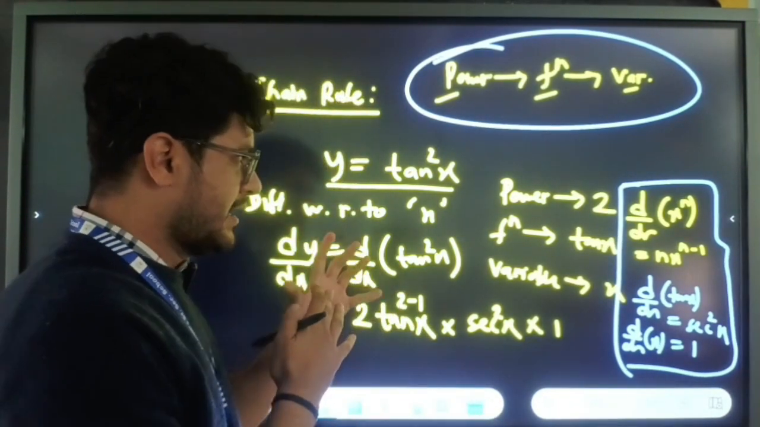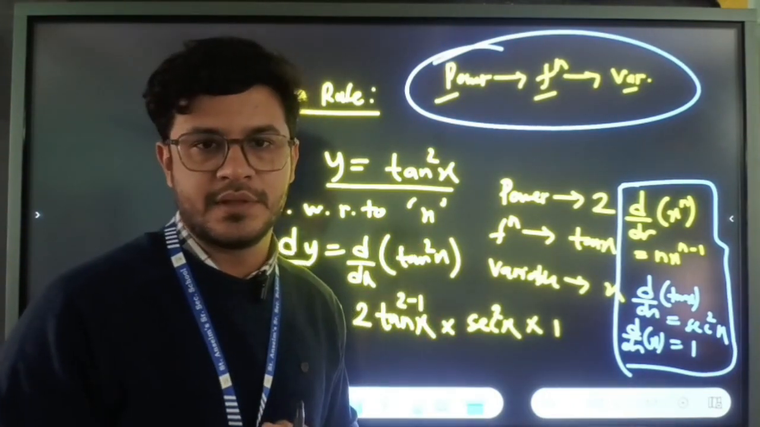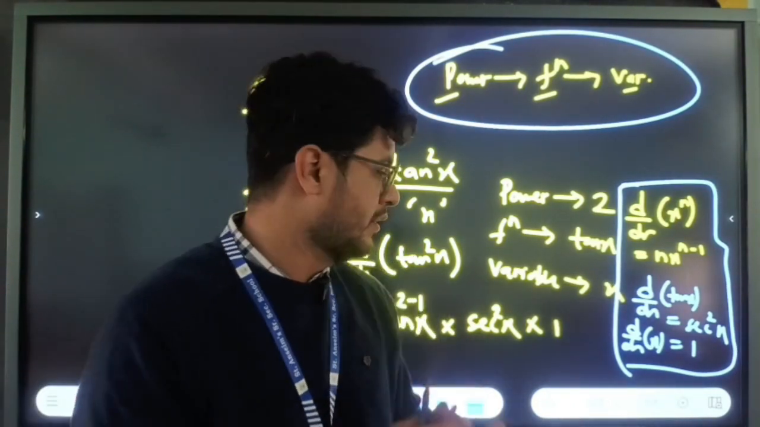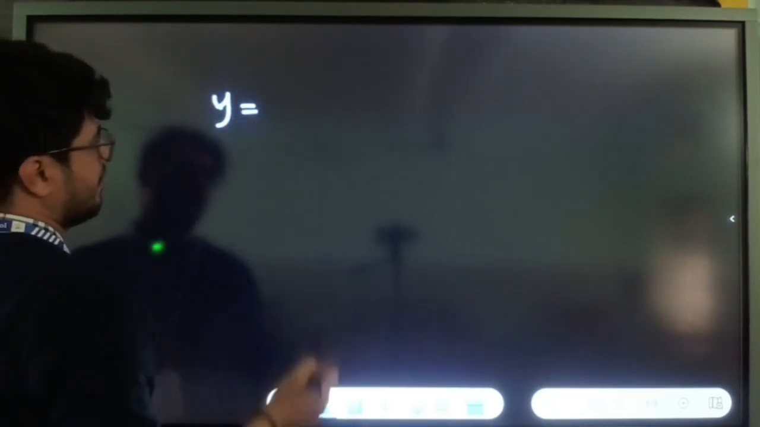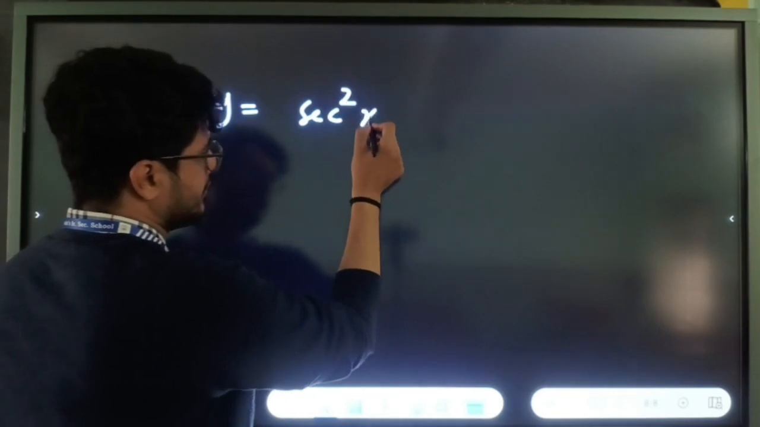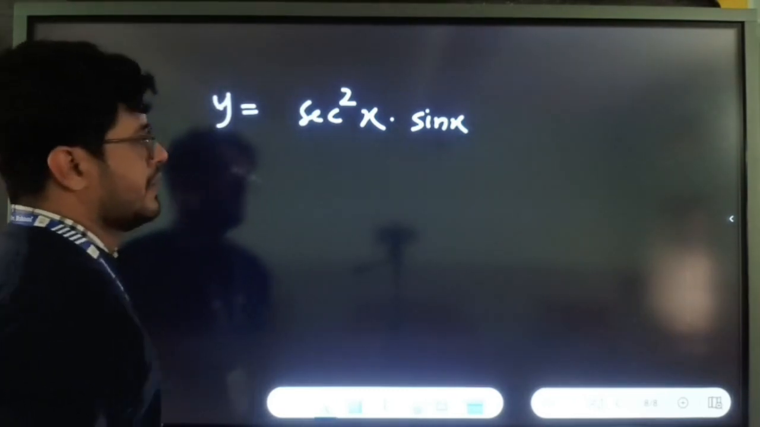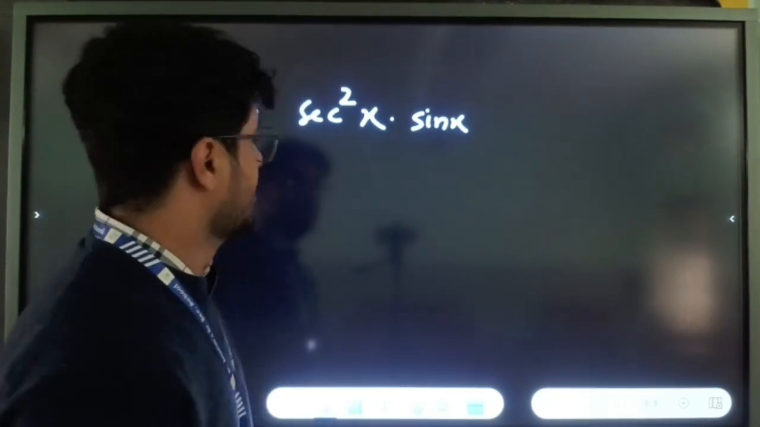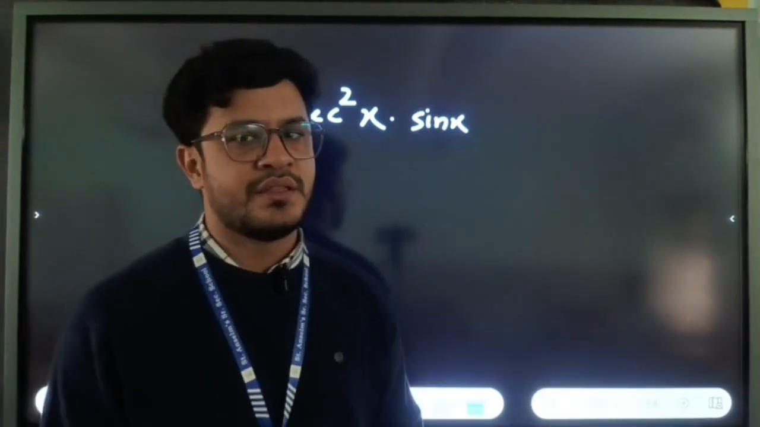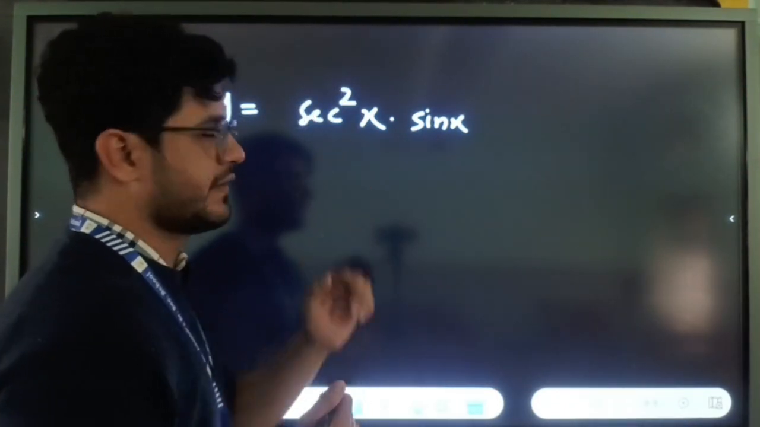Mathematical operations are the tool of physics, so they are mutually related to each other. We need to understand this thing. Let's take one more example based on the chain rule. y equals sec square x dot sin x. Here we are observing that two functions are coming in product form.